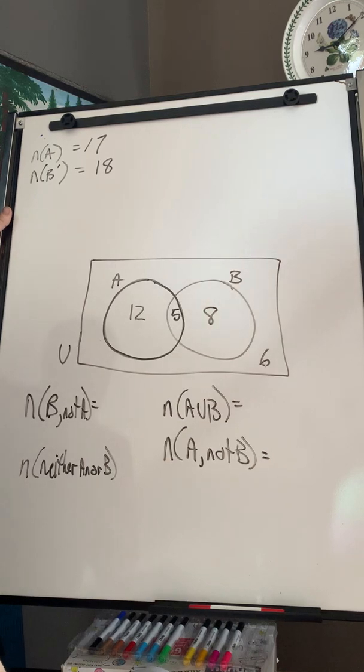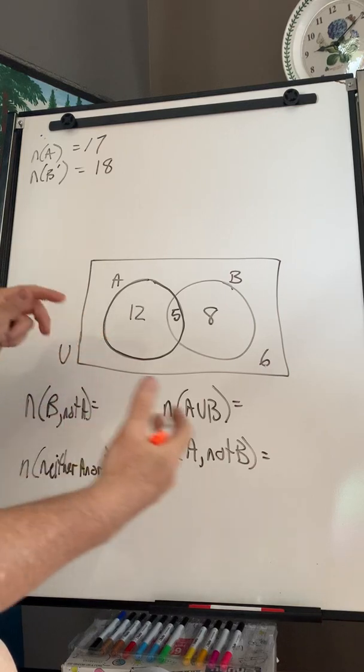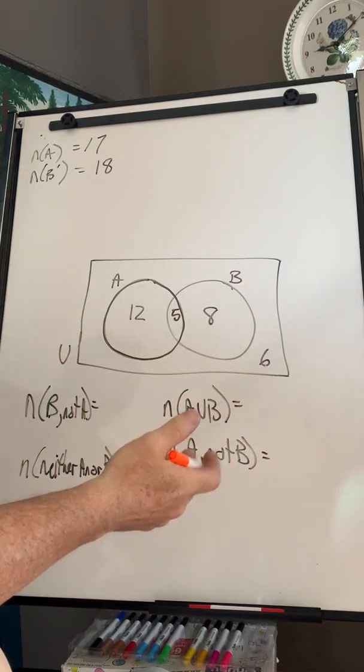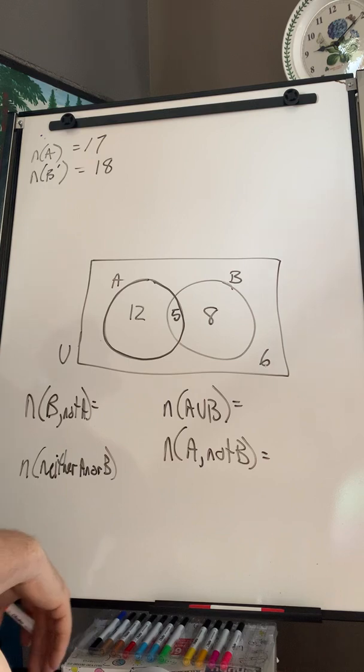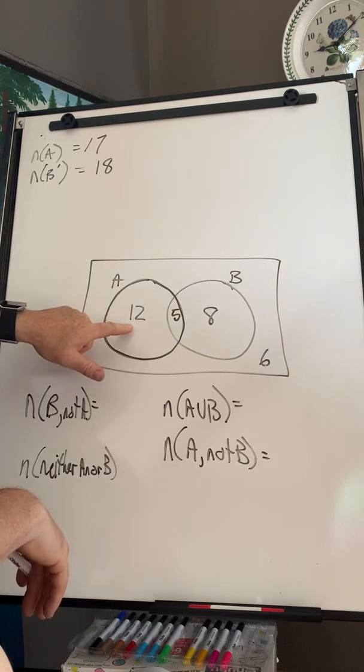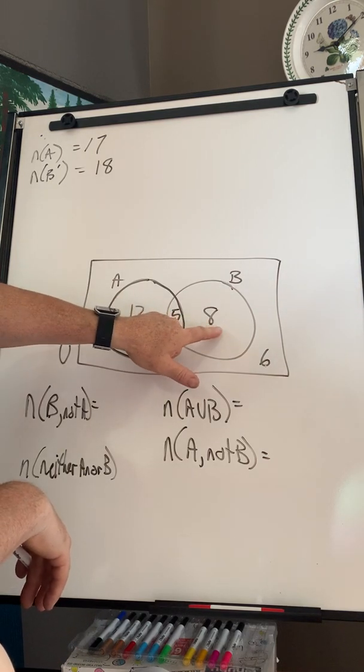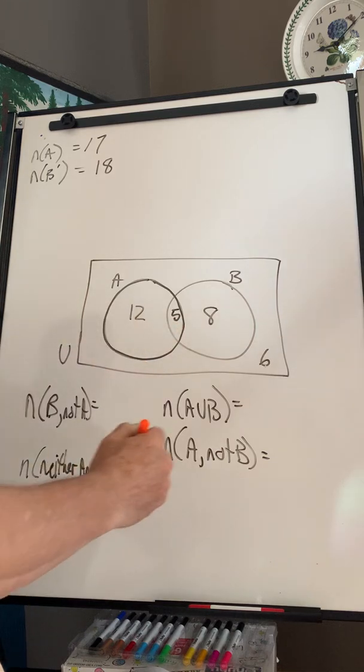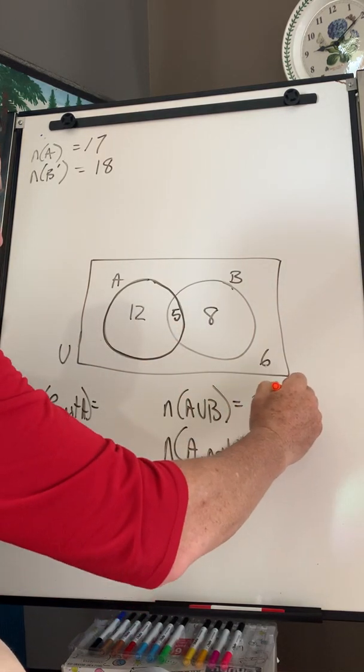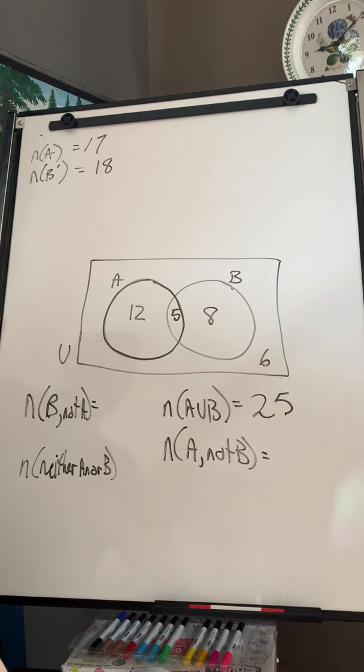And then it wants to know how many are in A and B combined. So A union B. 12 plus 8 plus 5. So there's 25 in A union B. Because I'm taking all the elements within A and B.